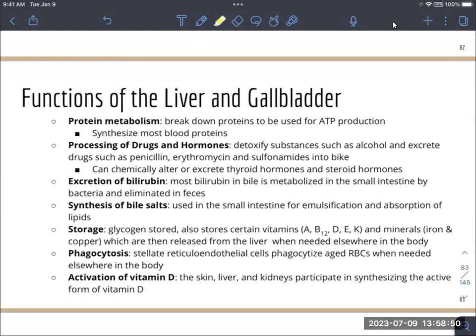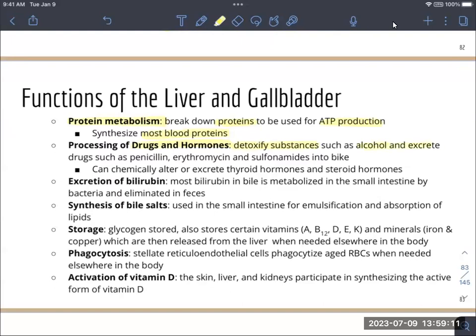Our liver does protein metabolism. We can break down proteins for energy. Our liver makes most of the proteins found in our blood. We can process drugs and hormones. So our liver works to detoxify our blood.